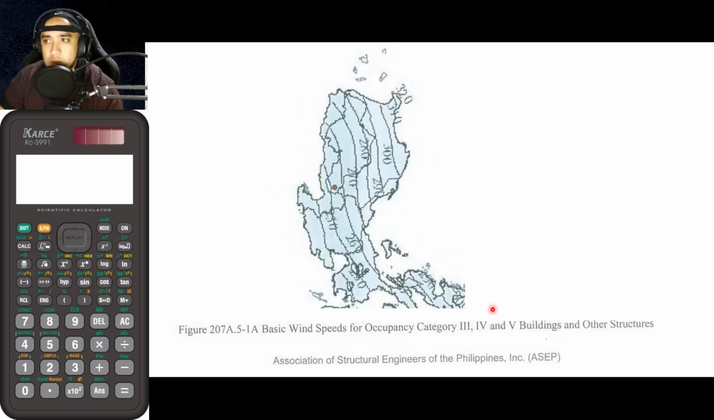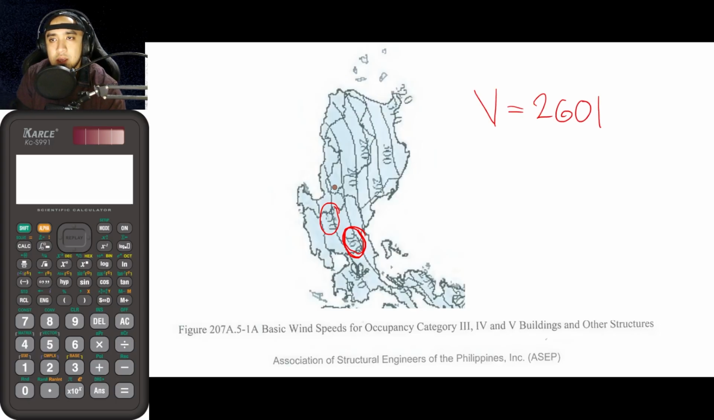And the next thing that you would be doing is pinpointing the location of your project. So if Baguio City is located somewhere here, roughly, as you can see, it is in between this 250 kilometer per hour line and this 260 kilometer per hour line. So for conservative measures, we could make use of the larger value of 260. So from that, the velocity is now equal to 260 kilometers per hour.